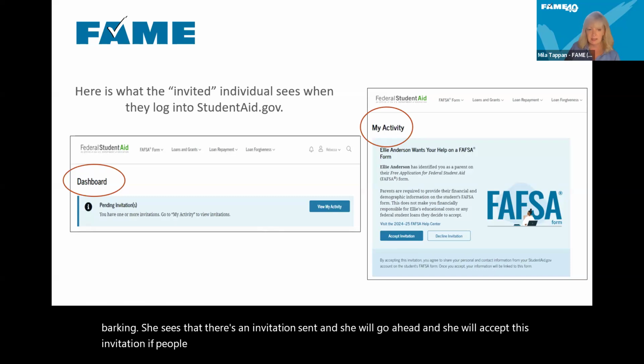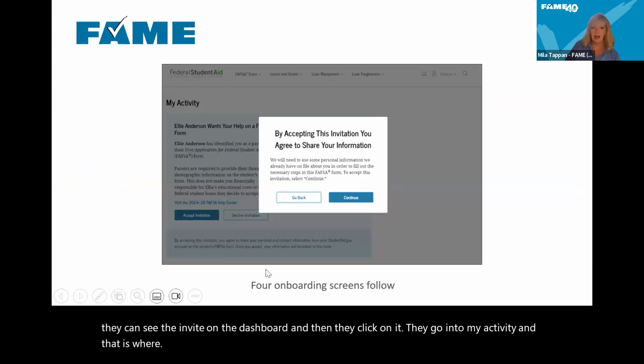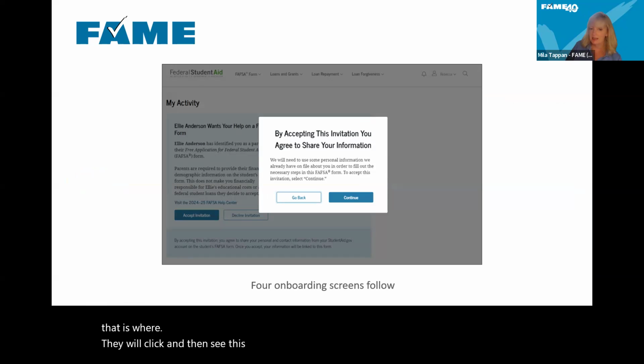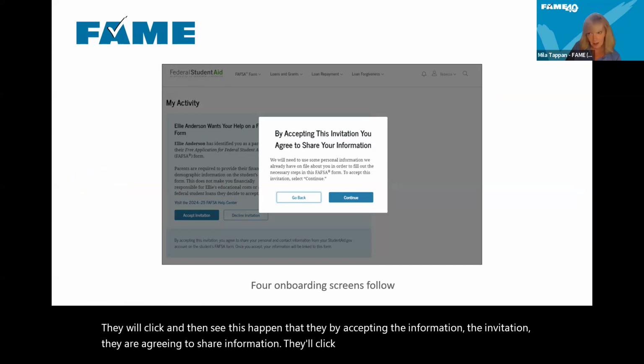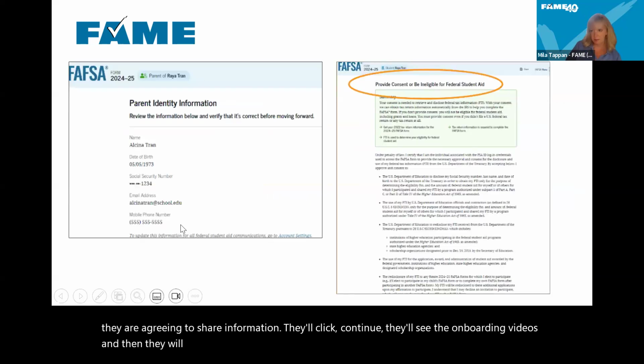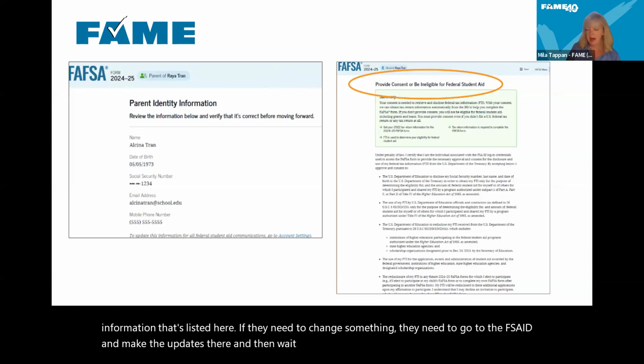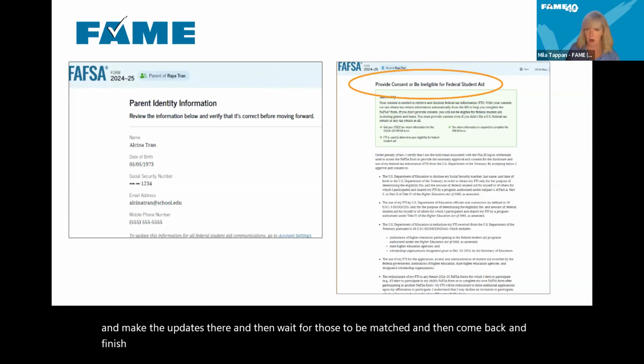If people click on the link in the email, they will log in and do the same thing, okay? So they can see the invite on the dashboard, and then they click on it, they go into My Activity, and that is where they will click and then see this happen: by accepting the invitation, they are agreeing to share information. They'll click Continue, they'll see the onboarding videos, and then they will see their identity information. And again, this should be the parent information that's listed here. If they need to change something, they need to go to the FSA ID and make the updates there, and then wait for those to be matched, and then come back and finish the FAFSA part.